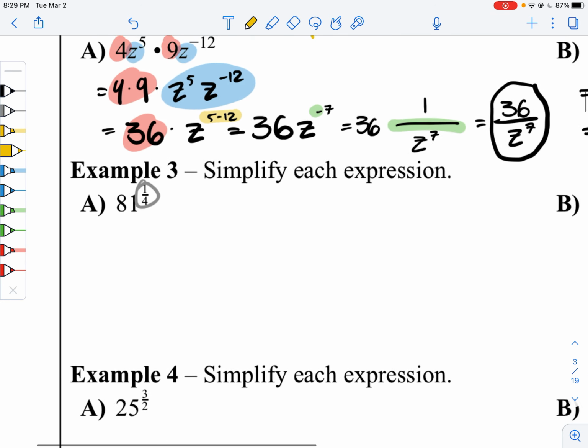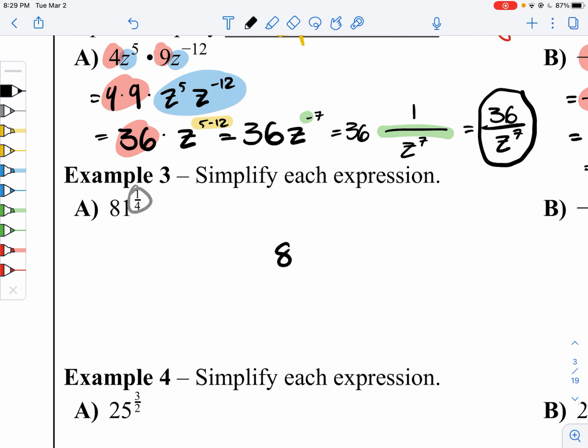So here, the question is saying, hey, you know what? 81 is something, whatever it is, 1, 2, 3, 4, to the 4th power. So we need to figure out what that something is. We've got something to the 4th power equals 81. What is that thing? So we're going backwards. It's 3. So that's fun. 3 times itself 4 times is 81. So 81 to the 1/4 power is 3.